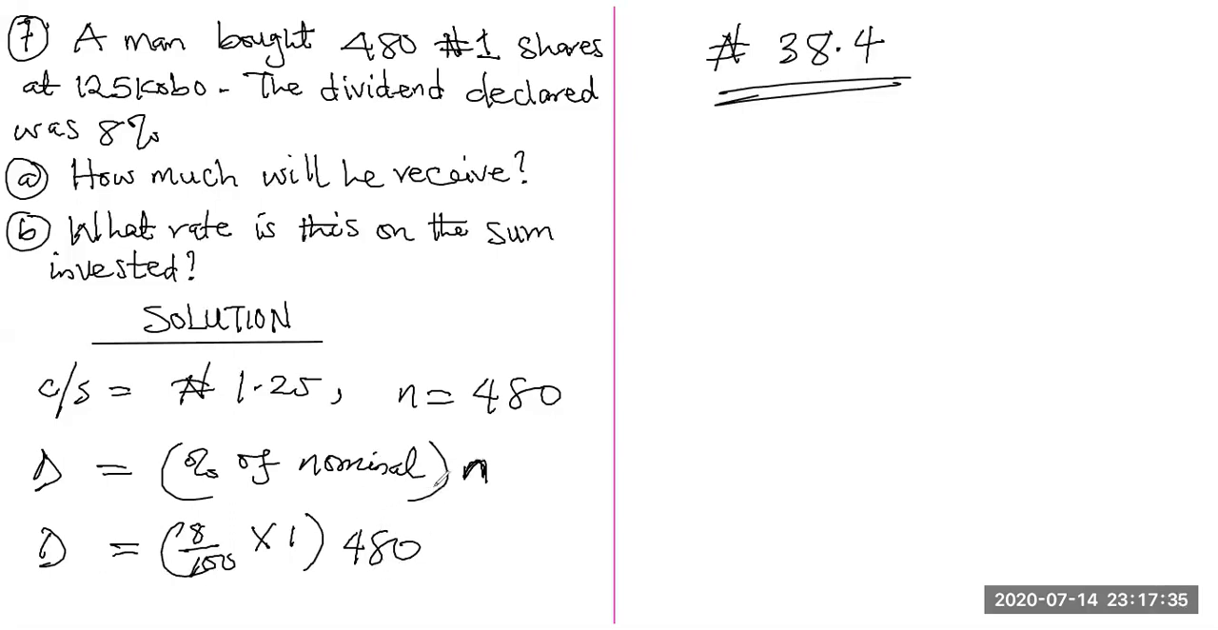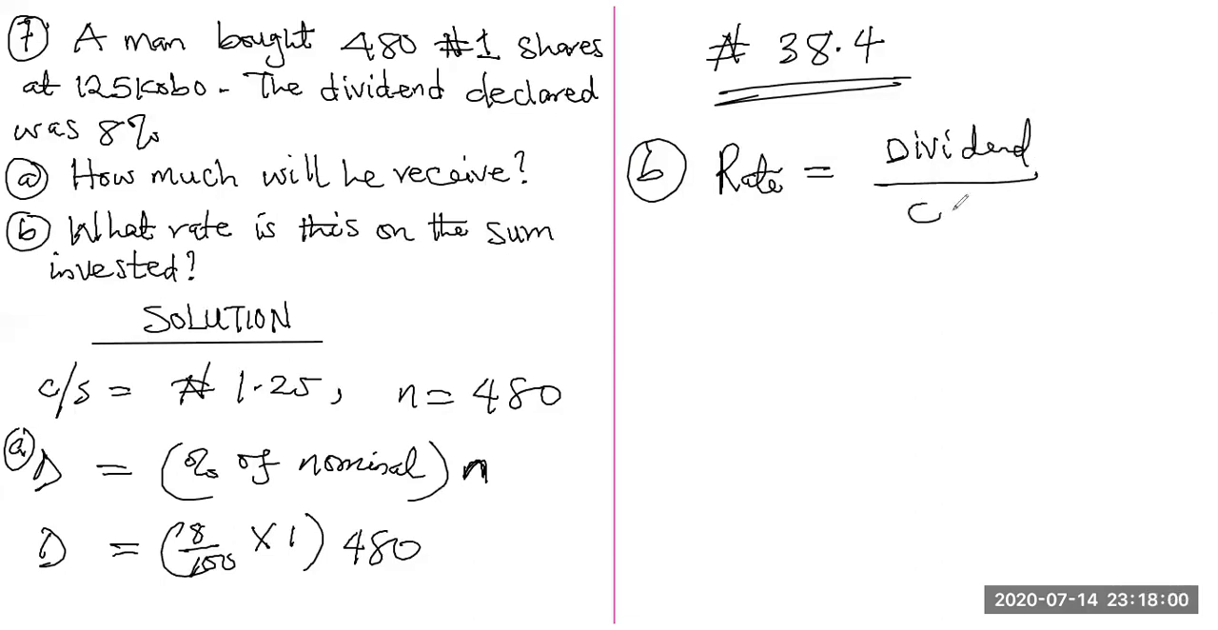Okay, so please understand when you're having per share, and when you're having the total of everything. So this is question A, which is what we just solved here. Question B, what is question B saying? Question B says, what rate is this on the sum invested? So rate is the same thing as yield, remember, and the same thing as percentage yield on investment, which is the dividend divided by the total cost price, multiplied by 100 over 1.